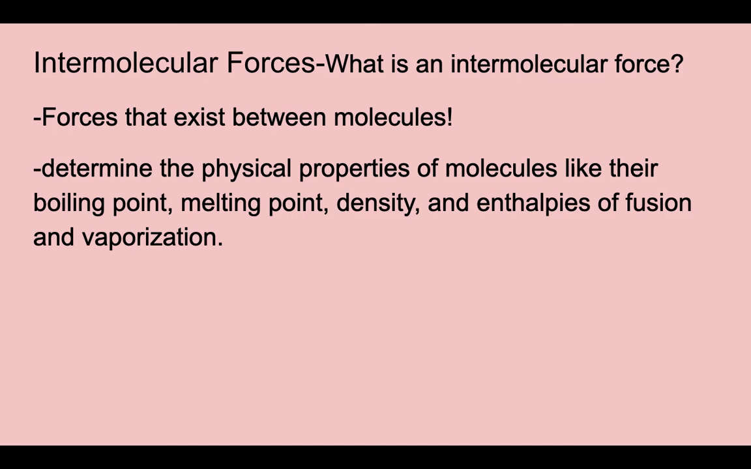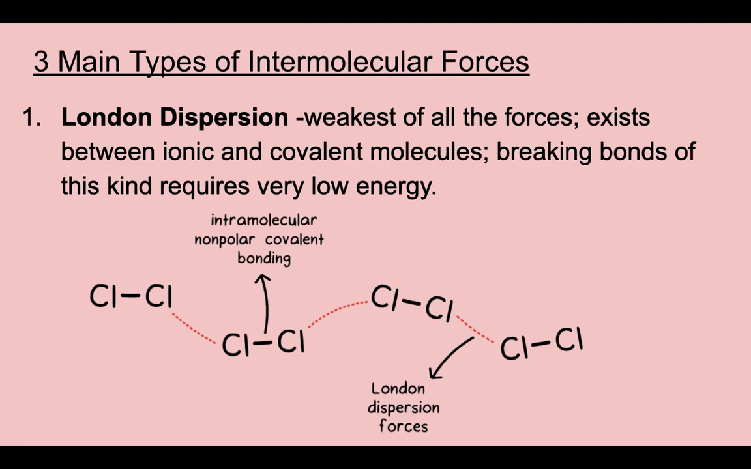There's 3 different kinds. The first kind is London dispersion. London dispersion is the weakest of all of the forces. It's going to exist between an ionic and a covalent molecule. And it's typically because they're breaking bonds that require very low energy. Okay? So it's going to be a very low energy.